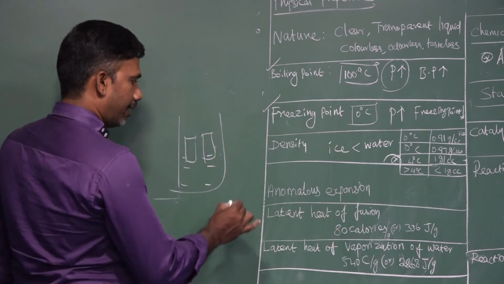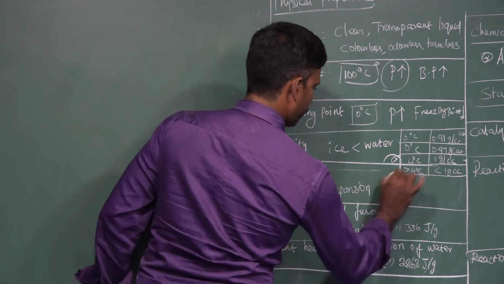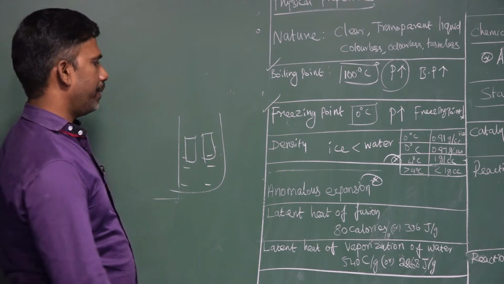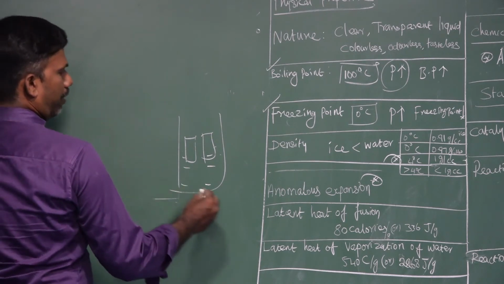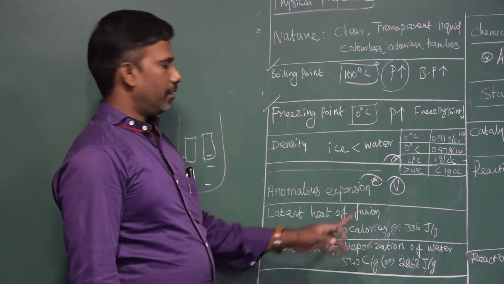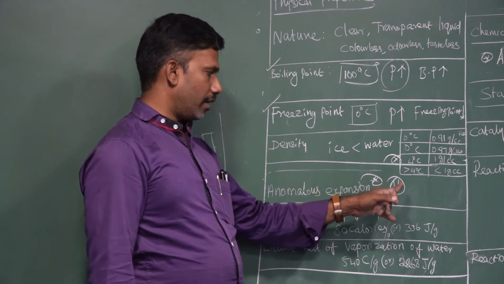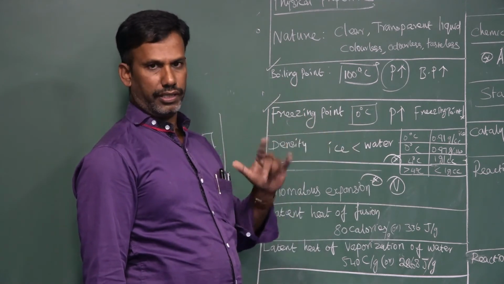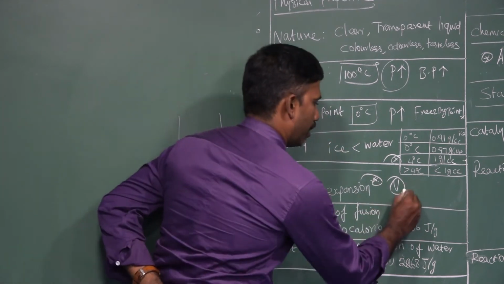Then anomalous expansion. This is an important physical property of water. Comparing the volume for ice and water, the volume occupied by the ice will be more than that of the water.